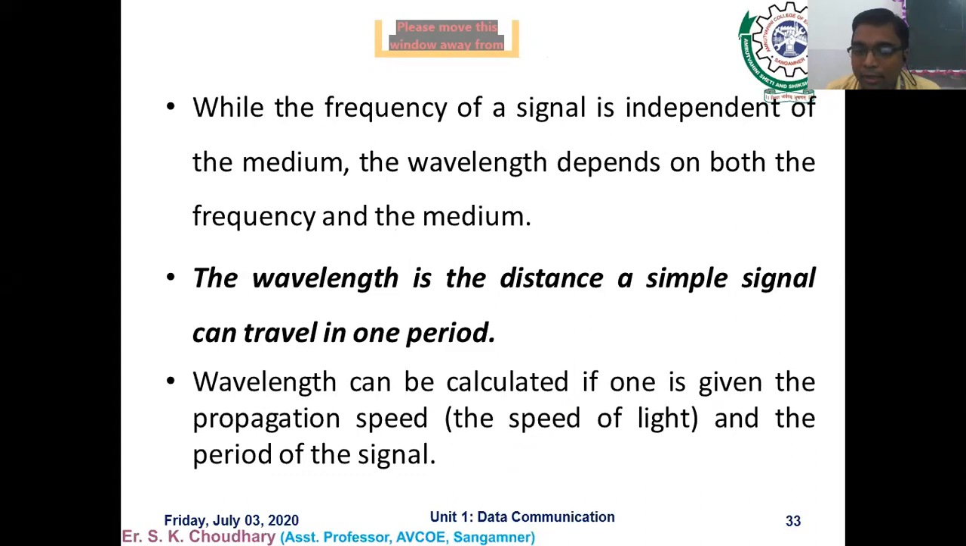And wavelength can be calculated from one of the given parameters, that is, either the propagation speed or the period of the signal. Because we have learned the definition: wavelength of the signal is nothing but it binds the time period or frequency of a waveform with respect to the propagation speed of the medium. So we have to see the mathematical relationship in the next slide.